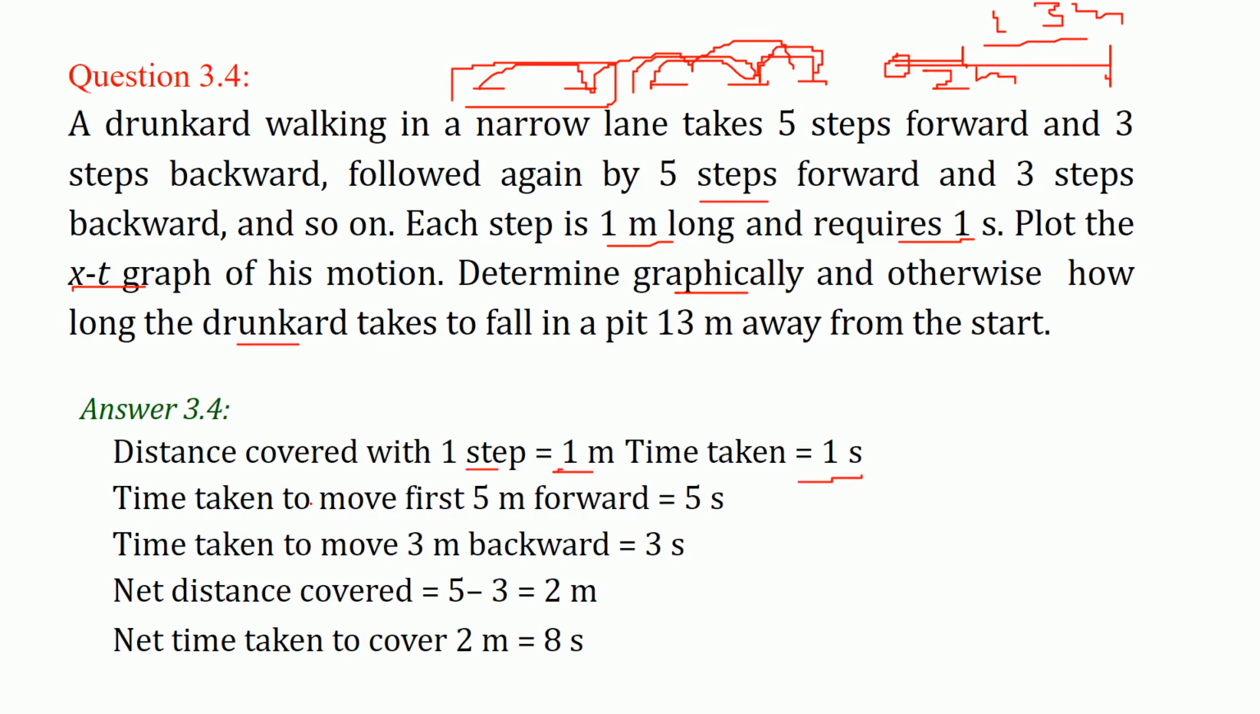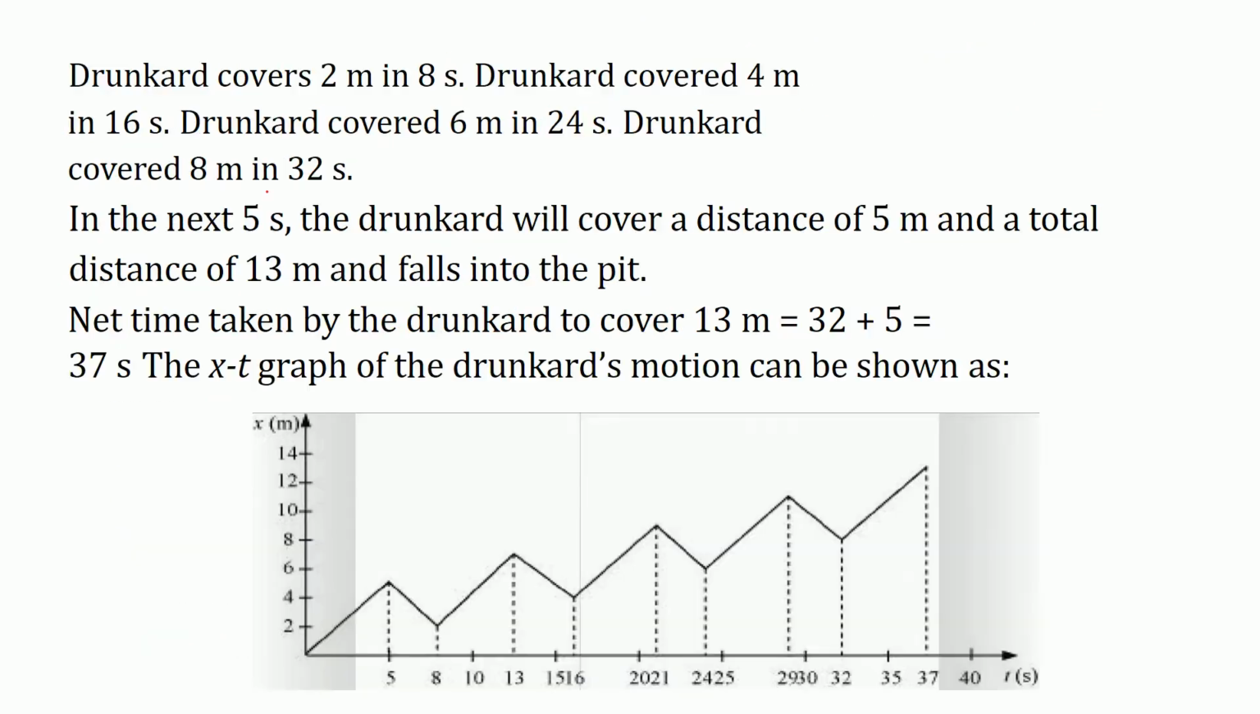As we said, the time taken to move the first 5 meters forward, because 1 meter is 1 second, is 5 seconds. And the time taken to move 3 meters backward is simply 3 seconds, because he comes back. So the net distance he covers is 5 minus 3, 2 meters. But he walks 1, 2, 3, 4, 5, and then he comes back 3 again. So in all, 5 plus 3, that is 8 seconds he takes for one forward and backward step. So he covers 2 meters in 8 seconds.